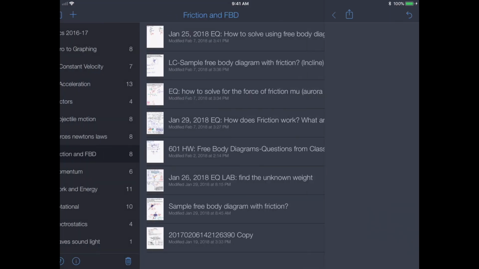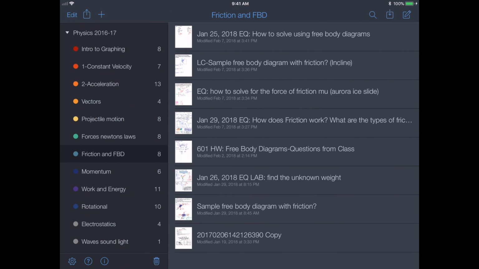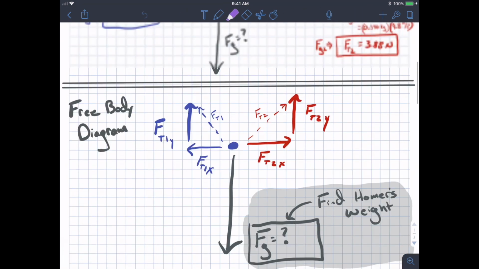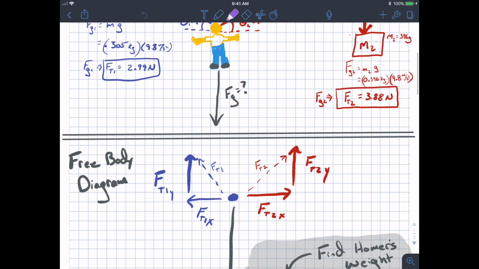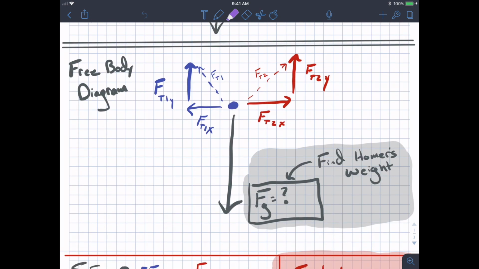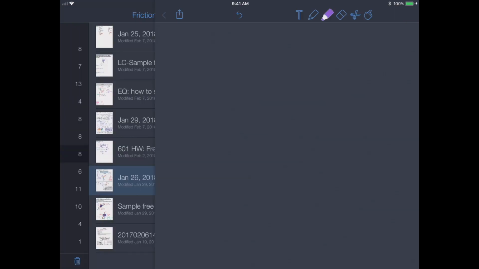Now, we then did another problem with Homer. If you want to take a look at that one, that's the one we did here. It's very similar to that sample problem I just showed you, but using the tension, we were able to figure out the weight. The key thing here is to redraw that free body diagram where you include all the forces that are at right angles to each other.